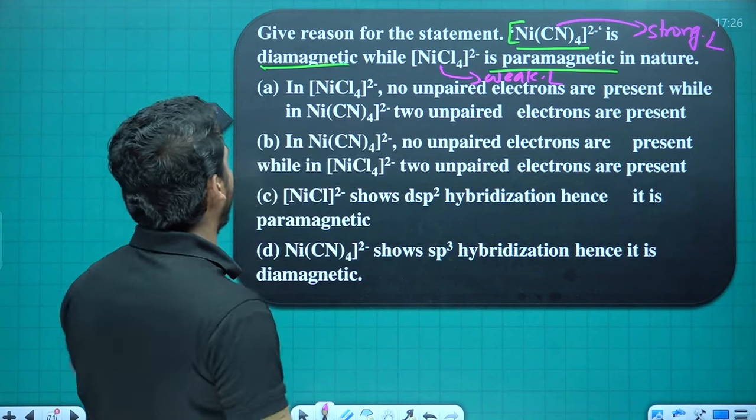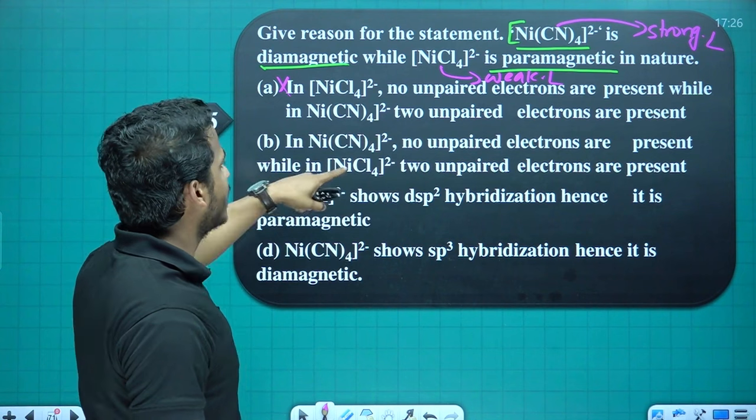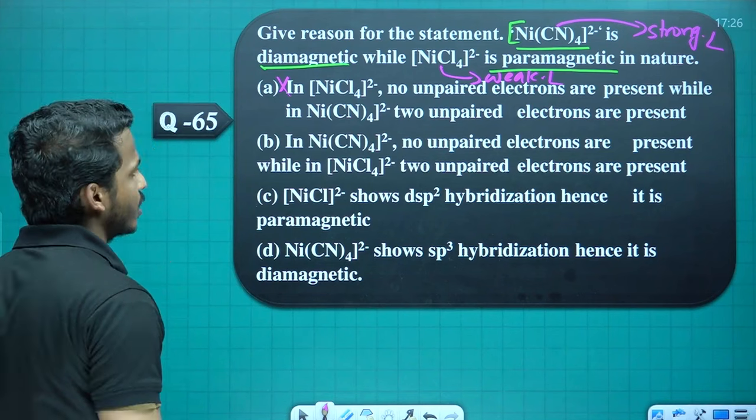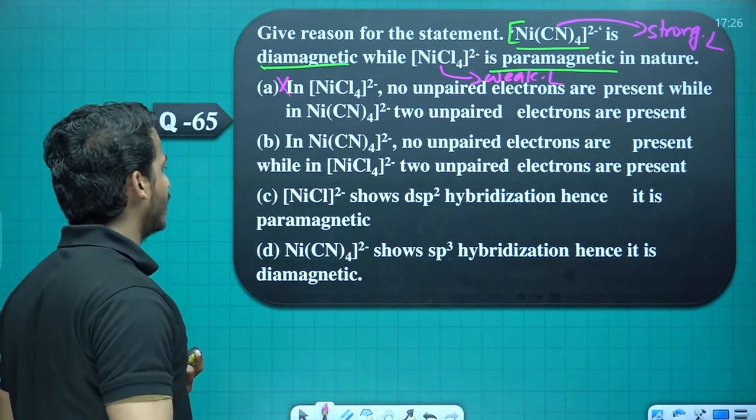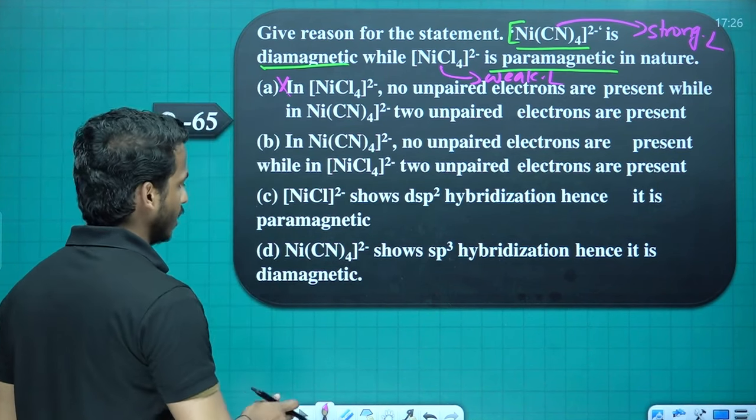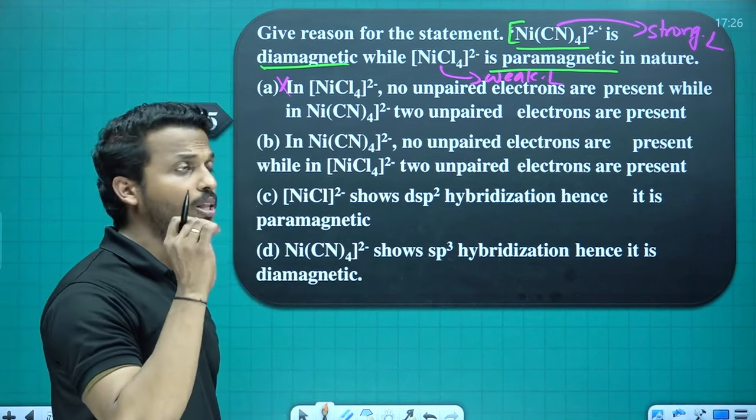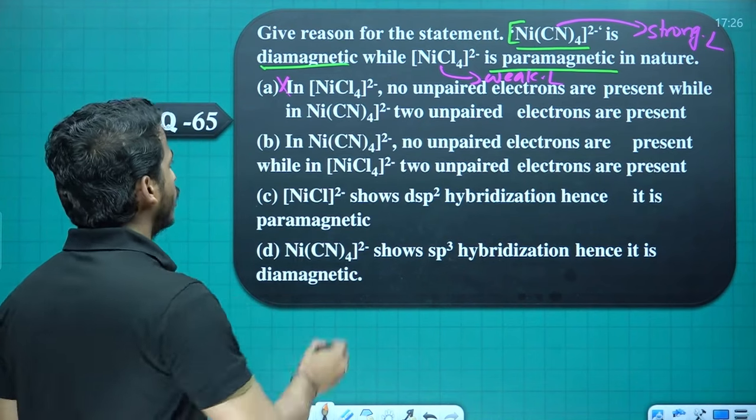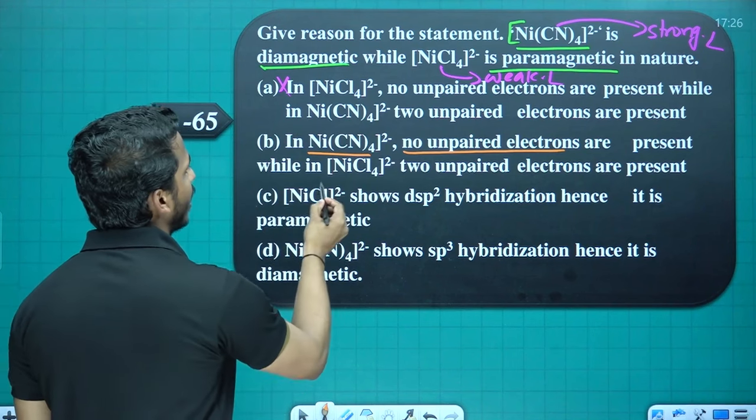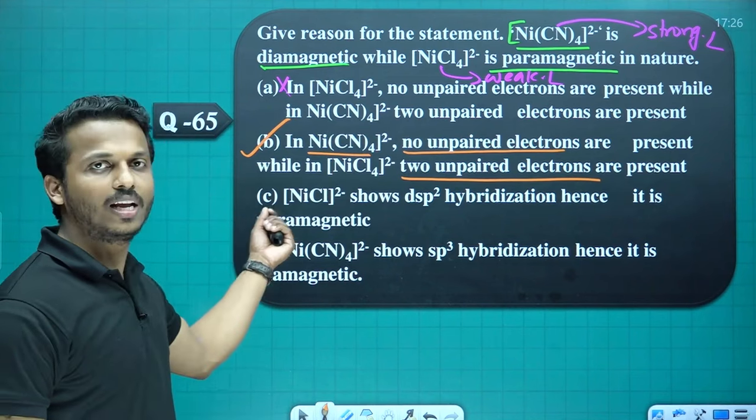Where is that answer? In [Ni(CN)4]2- no unpaired electrons are present, while in [NiCl4]2- 2 unpaired electrons are present. [NiCl4]2- shows dsp2 hybridization, hence it is paramagnetic. No. [Ni(CN)4]2- shows sp3 hybridization, hence it shows diamagnetism. No, mainly diamagnetic and paramagnetic depend on what? The presence of strong ligand and weak ligand. So in this complex no unpaired electrons are present, while in [NiCl4]2- 2 unpaired electrons are present. Therefore it is paramagnetic and diamagnetic respectively.